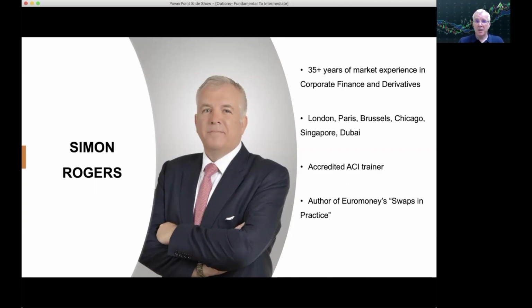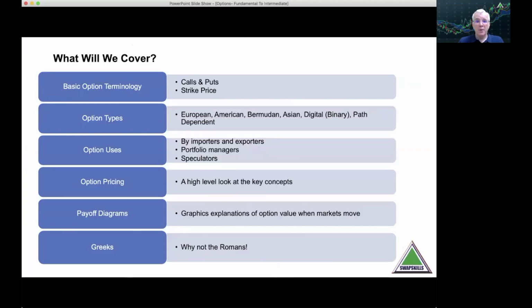The point I like to make about my courses is I want them to be as practical as possible, not just a mathematical exercise. Now, what we're going to cover over the next hour and a half or so is what's an option, who uses them, how are they used, what's the terminology, what's an intuitive way to look at the pricing of them. What we're also going to do is we'll look at things like payoff diagrams.